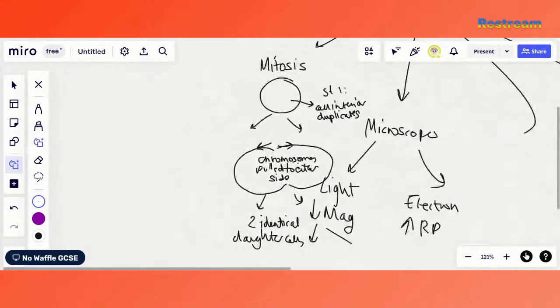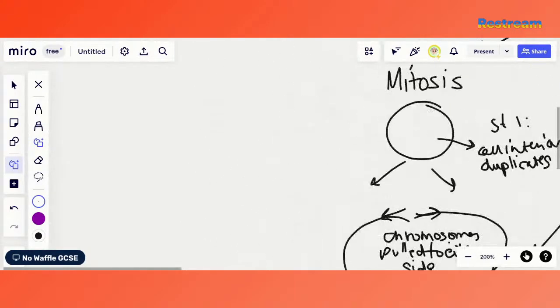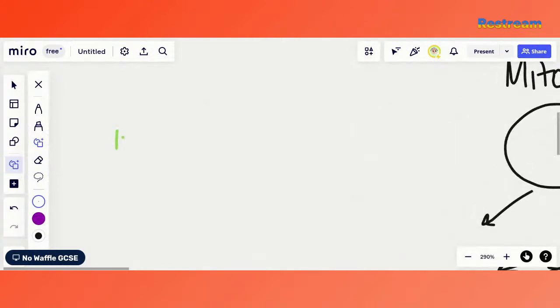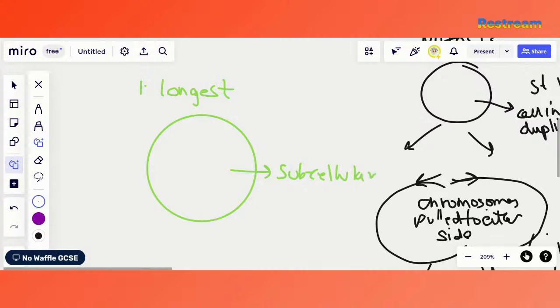Then we looked at mitosis. So probably need to explain this a little bit better than that. So the first stage of mitosis is the longest stage, and this is when all of the subcellular structures in the cell duplicate. So all the chromosomes duplicate, subcellular structures duplicate. This is the longest stage because it takes very long.